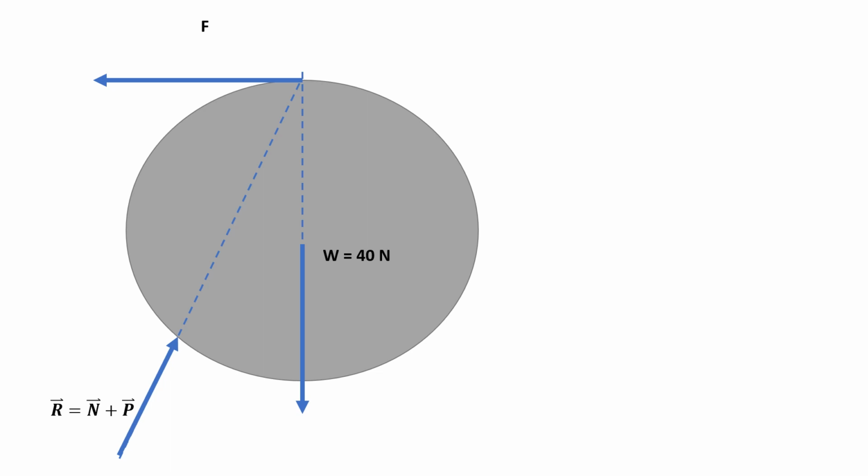So again, here is the diagram showing the three forces: your F, your W, and your R. And we take note of the given. The indentation from the ground is 50 millimeters along the y-axis, and the radius of the disc is 150 millimeters, hence its diameter is 300 millimeters.